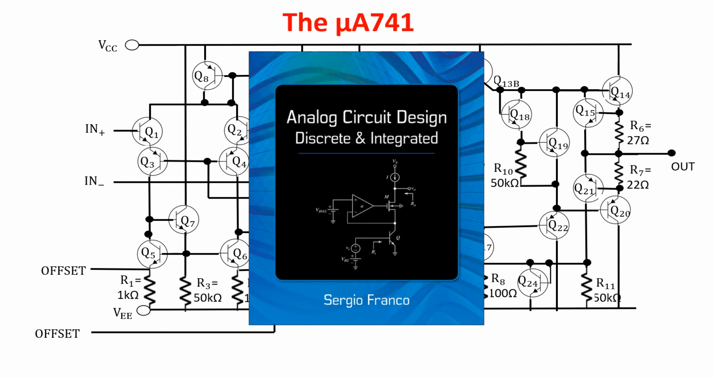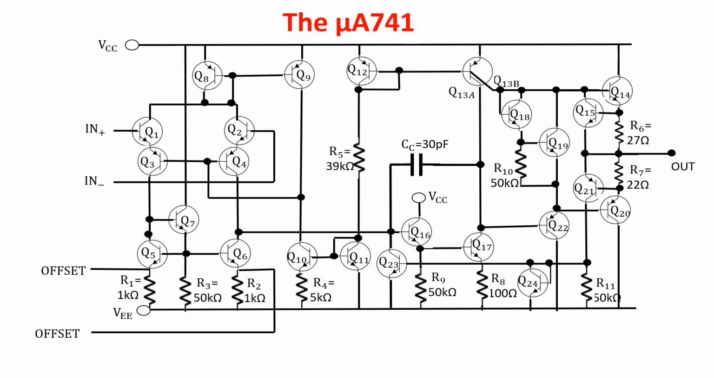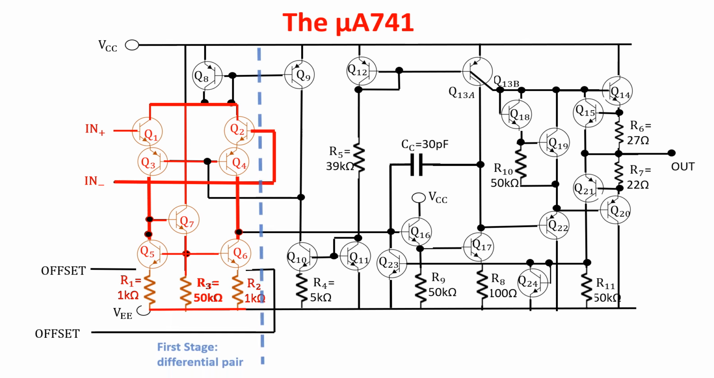The schematic and some of the following explanation are taken from the book Analog Circuit Design, Discrete and Integrated by Sergio Franco. Let's see now the schematic of the uA741, which has numerous clever solutions. First, let's recognize the typical three stages of the OpAmp, the general working, and then we go deeper into each stage. The first stage is the typical input stage of the OpAmp, consisting of a differential amplifier. It provides the differential input and some gain.